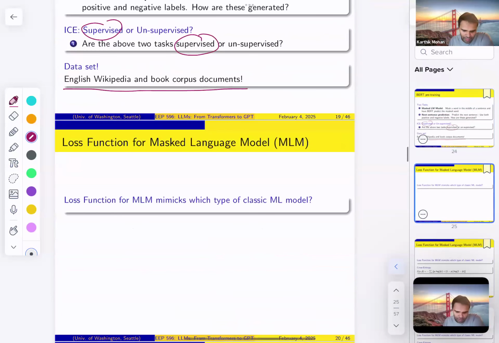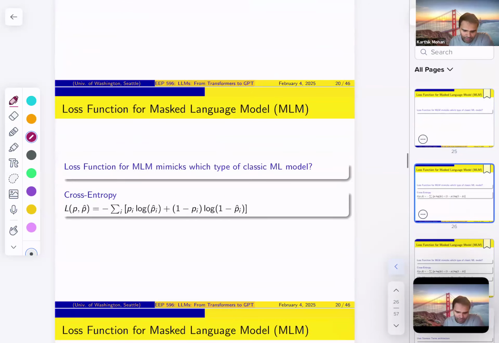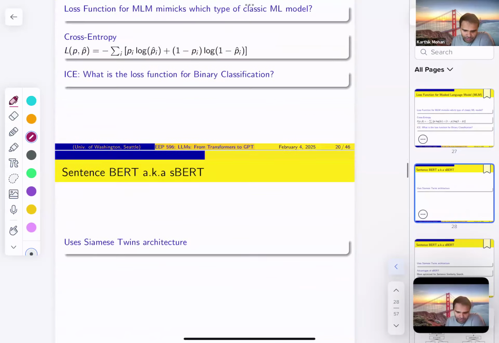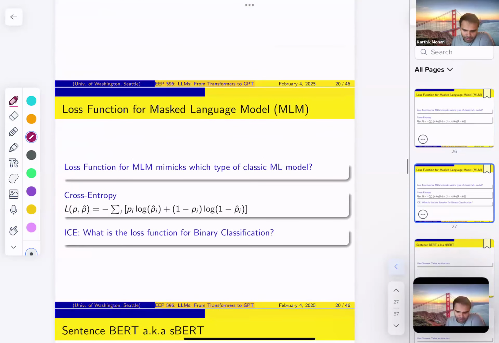The loss function for masked language model mimics cross entropy because we're looking at classification. That's the setup for BERT: it uses a masked language model, and you want to predict the missing token, so you base it on a classification loss function like cross entropy.